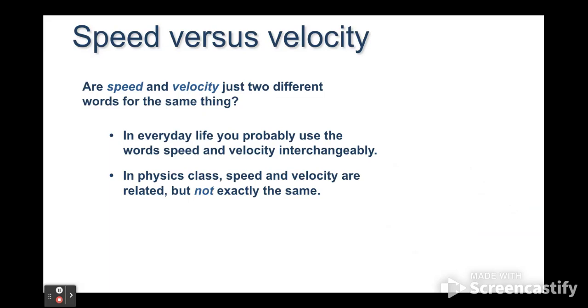Speed versus velocity. There's your next heading. Speed and velocity are not just 2 different words for the same thing. They are different. In everyday life, you could probably use speed and velocity and nobody would really care if you use them synonymously, but they're not synonyms. In physics, we need to know the exact difference between these 2 terms and know how they're related, but especially understand how they're different.